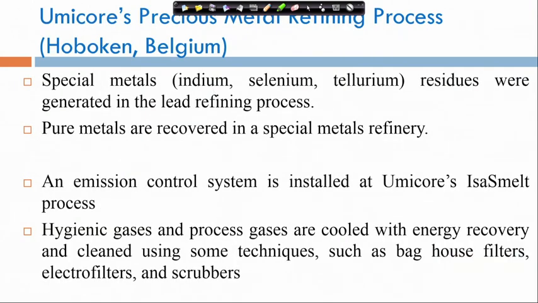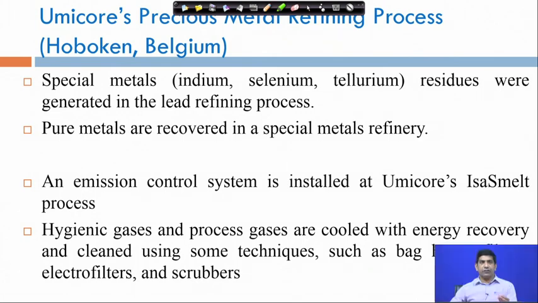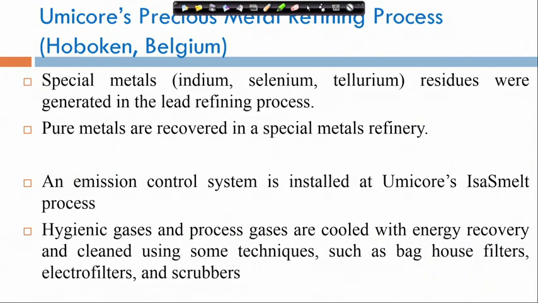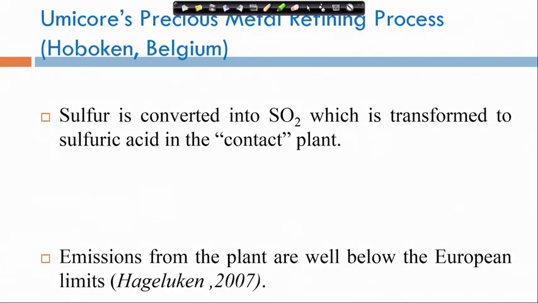Then some of the special metals residues are generated in the lead refining process. Pure metals are recovered. A special air emission control system is there. Hygienic gases and process gases are cooled with energy recovery and cleaned using techniques such as baghouse filters, electrofilters, and scrubbers. Again, if you look at this process as well, it is essentially a combination of different chemical processes, which is very similar to the previous process. Every process has its certain uniqueness and works in a slightly different way.